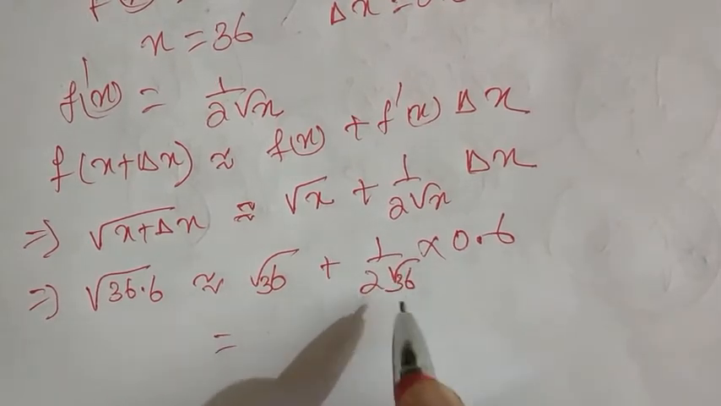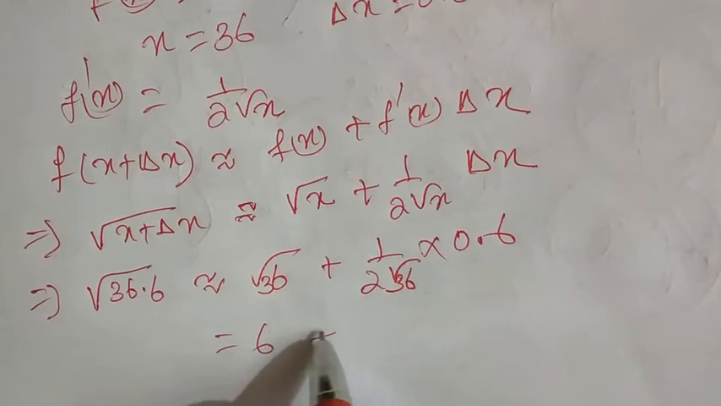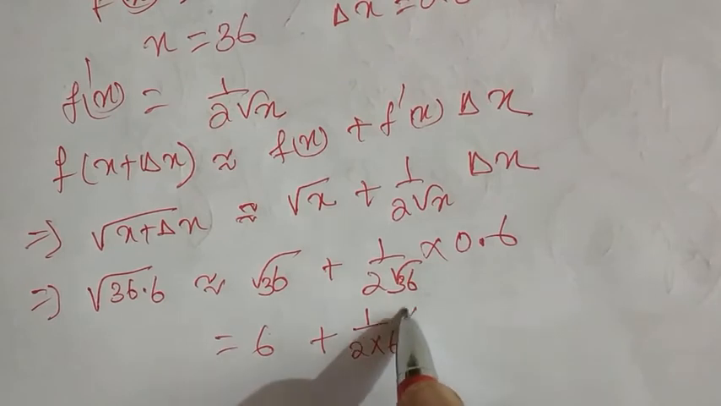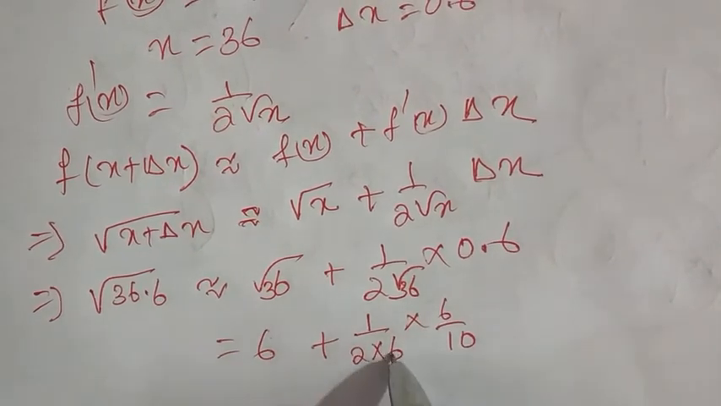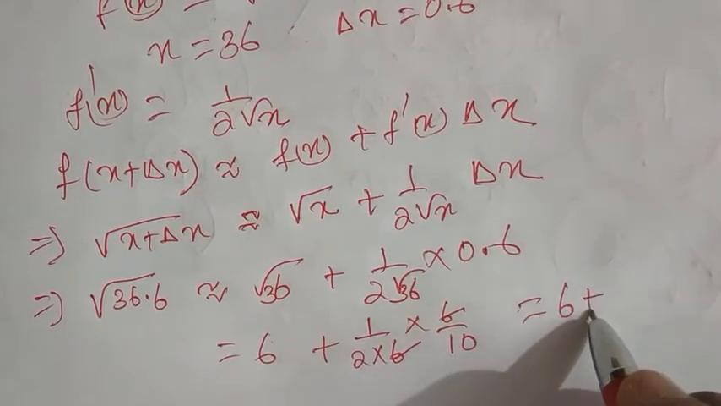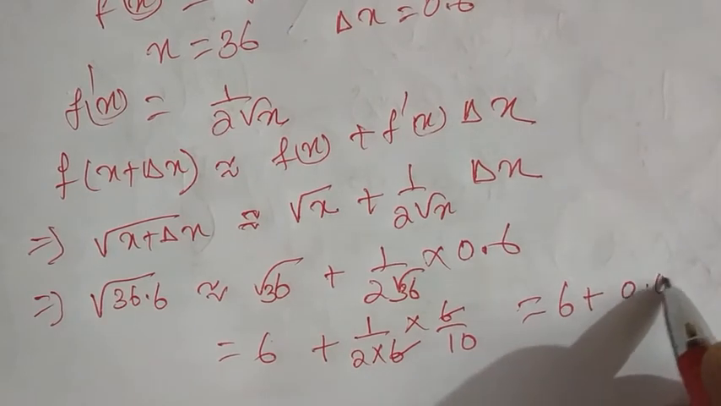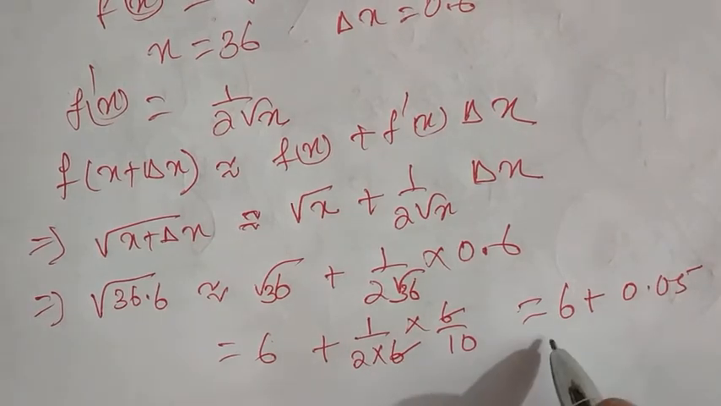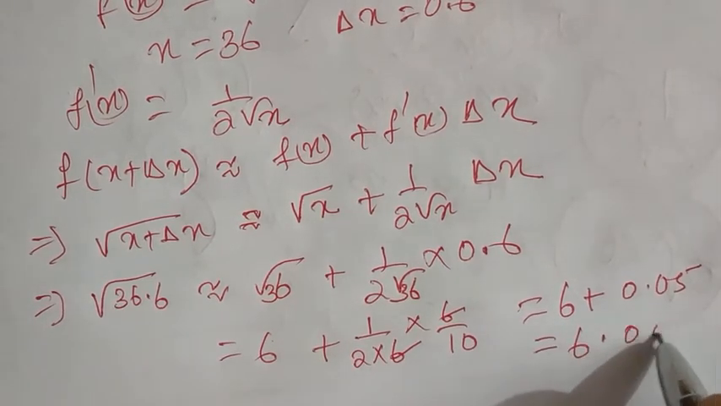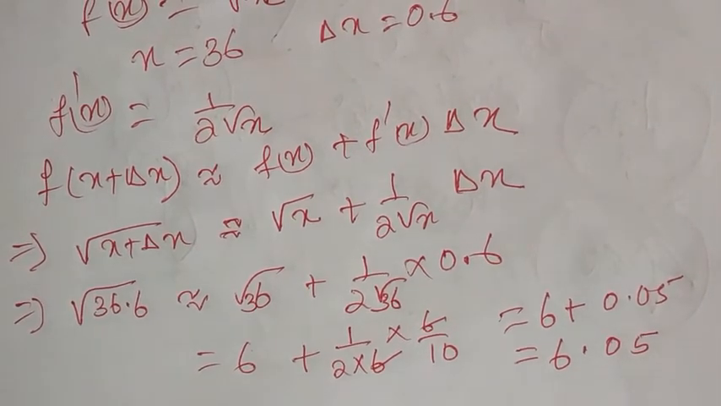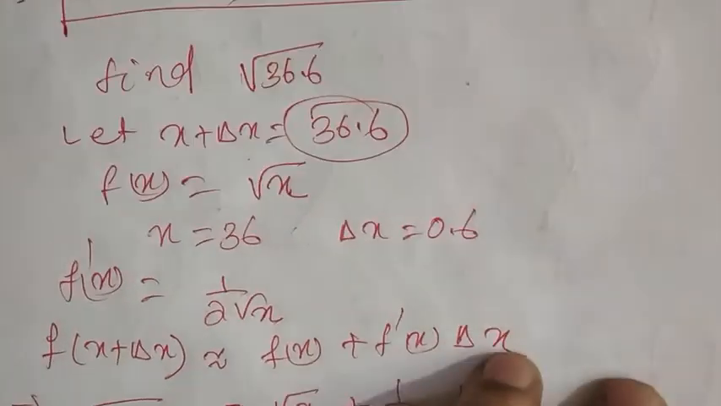So it is root of 36, which is 6, plus 1 by 2 into 6 into 6 by 10. So it is 1 by 20. So it is 6 plus what? 0.05. So this is 6.05. This is the approximate value of root of 36.6. Getting the idea? Let us take one more question.